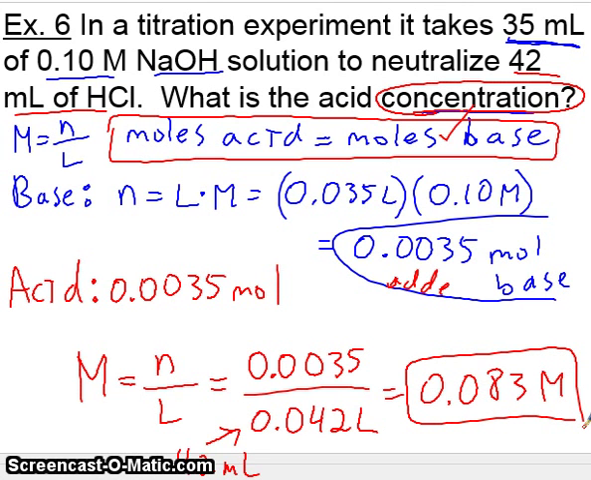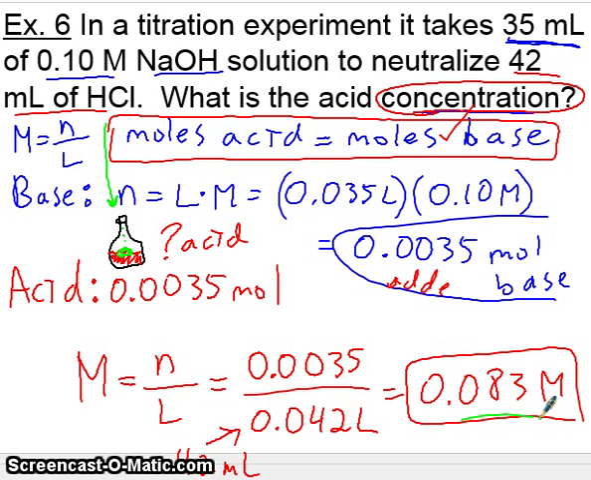Now this is actually a pretty neat little experiment. You began essentially with a little flask of acid, and you didn't know what the acid concentration was. And you added to that a base. You added a known amount of base to it, neutralized it, and you found the unknown acid concentration.